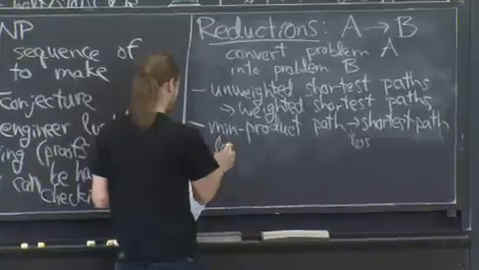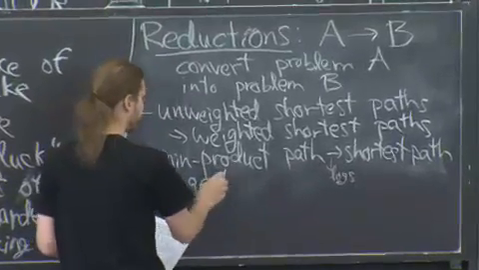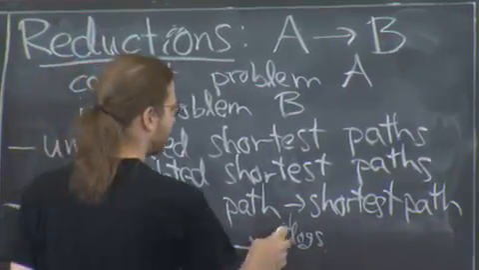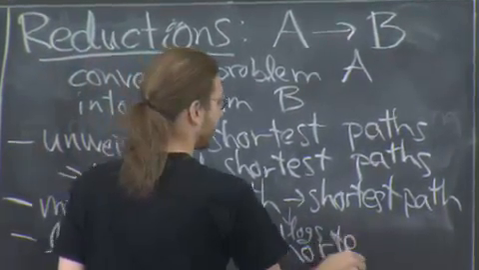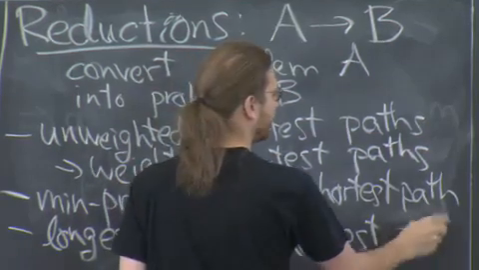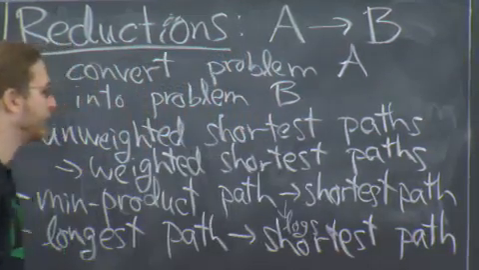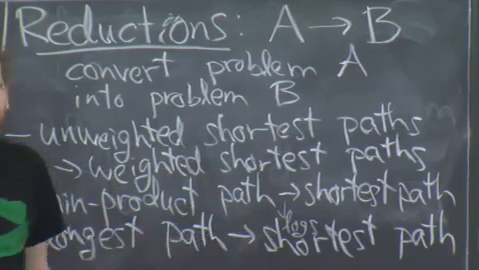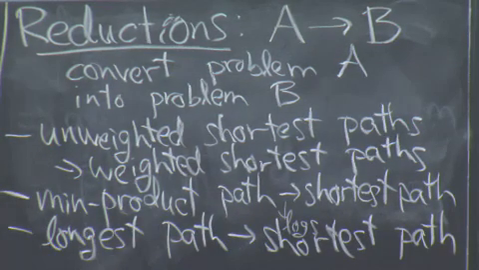Another one, which was on the quiz in the true-false, quiz 2, was converting longest path into shortest path. We didn't phrase it as a reduction. It was just, can you solve longest path using Bellman-Ford? And the answer is yes. You just negate all the weights, and that converts a longest path problem into a shortest path problem. Easy.